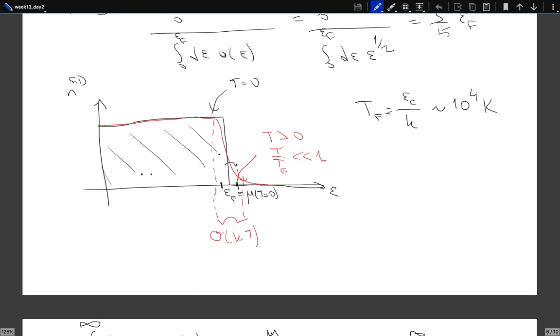So even at room temperature, compared to the typical Fermi energies, the thermal energy is negligible. It's very small. Even at room temperature, you cannot really excite the electrons. They are kind of frozen.